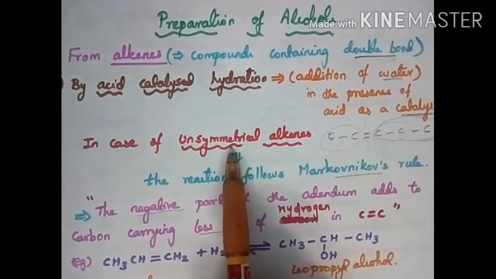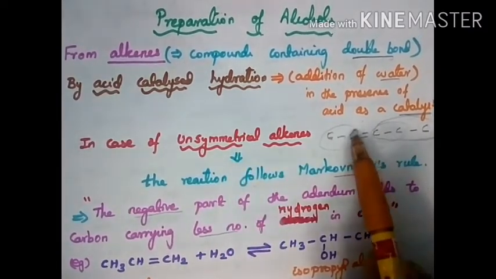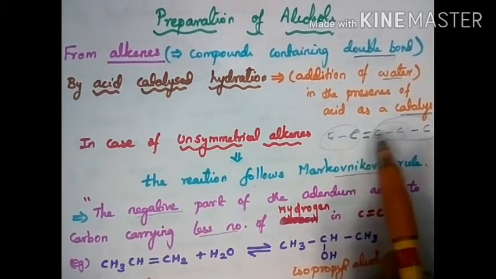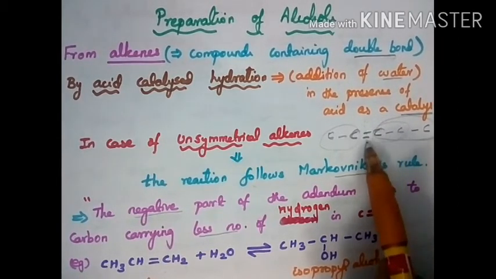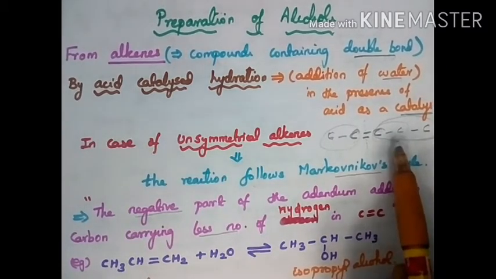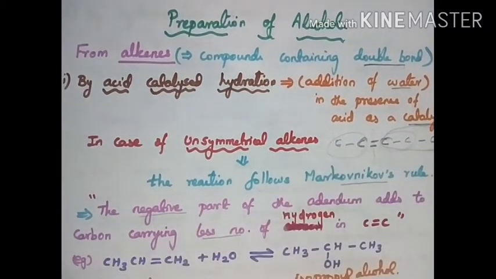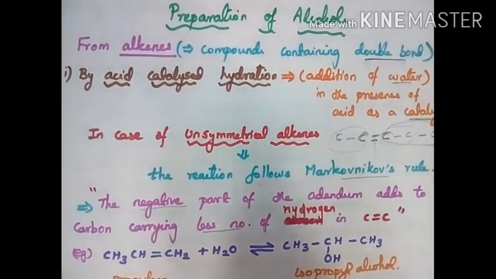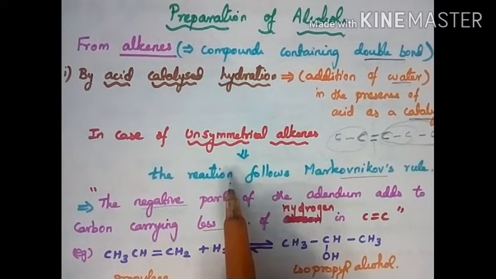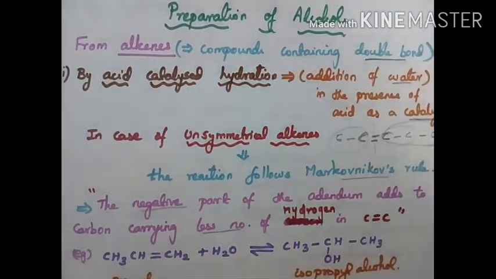Now consider the unsymmetric alkenes. We are going to prepare the alcohol from unsymmetric alkenes. C double bond C is an alkene. If you divide this, here we have 2 carbons, here we have 3 carbons, no? So it is an unsymmetric alkene. These types of alkenes are called unsymmetric alkenes. These alkenes undergo the Markovnikov rule.